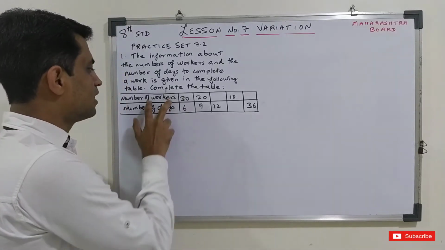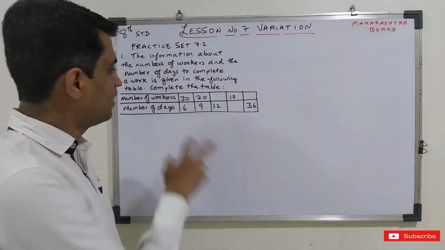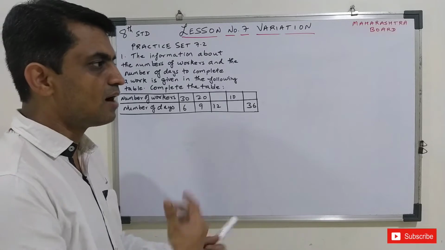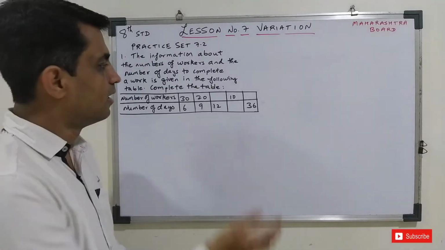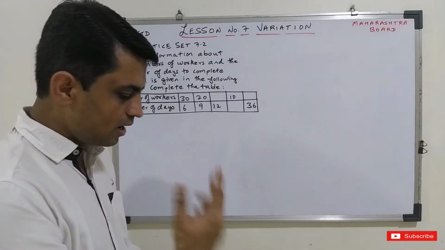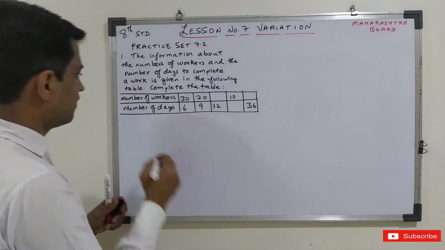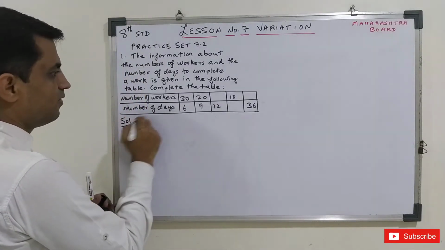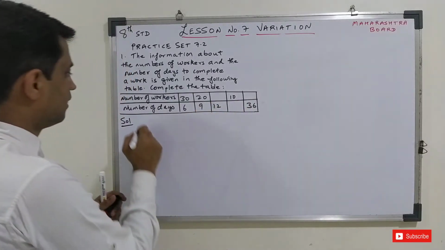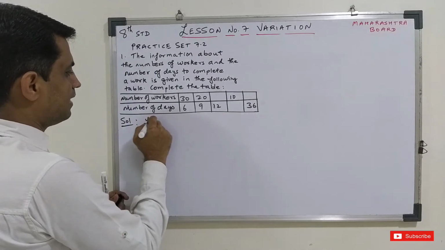And also, in a workers and days sum, whenever you get workers and days, meaning a work sum, it will always be an inverse variation. Always. Now let us start with the sum. First of all we will write the solution. Now we have to find these blank columns here. Now how to find?